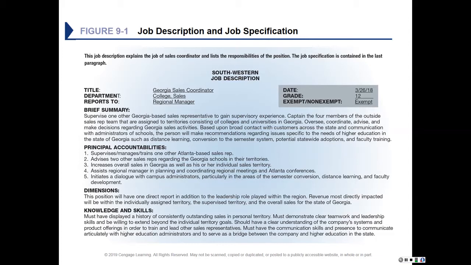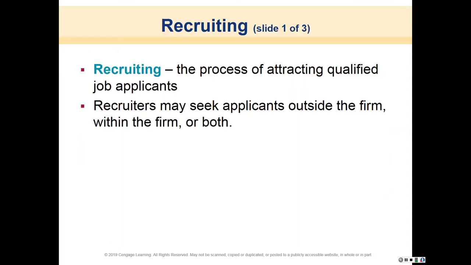Then we get to the specification part, and that's down at the bottom, the knowledge and skills, where it's going to list the education and any skill requirements, any number of years of required experience that you want people to have. The idea is that we create this and we post it as a job posting, and people can see it and determine whether they are qualified or not qualified themselves. Because what we really want is, we don't want just anyone to apply, we want qualified applicants. So when we're recruiting, we're looking for qualified applicants.